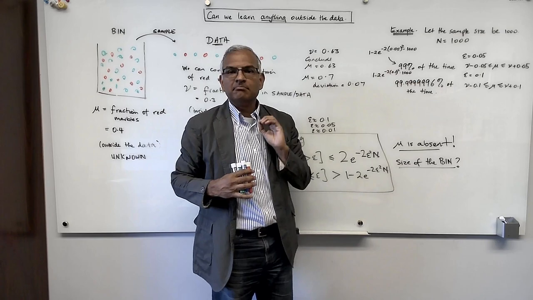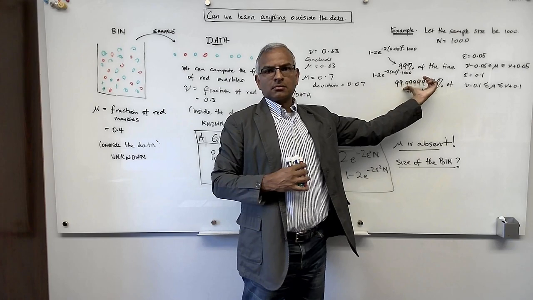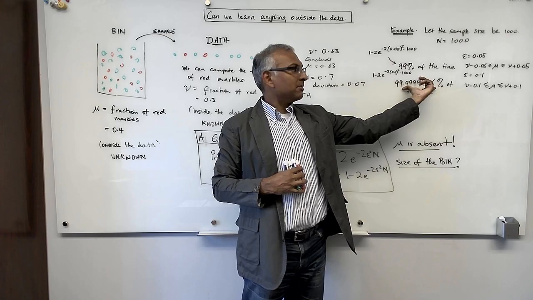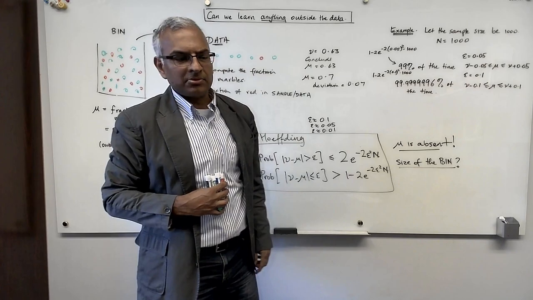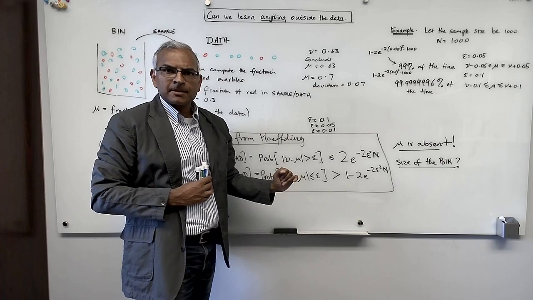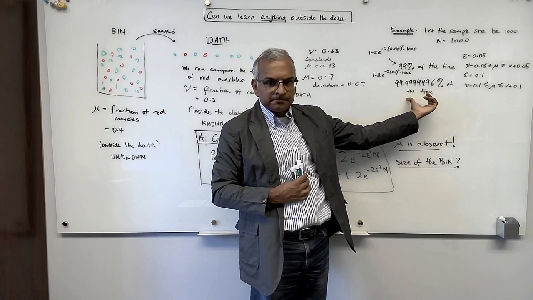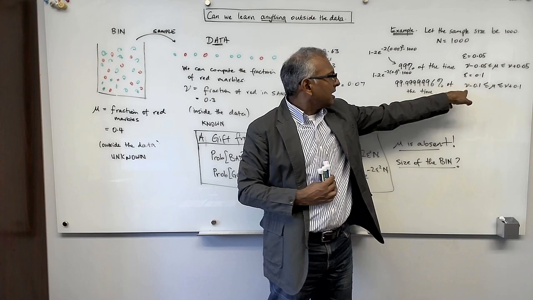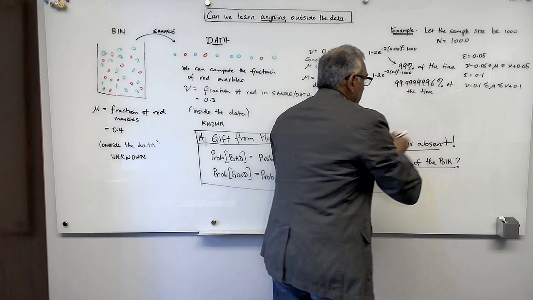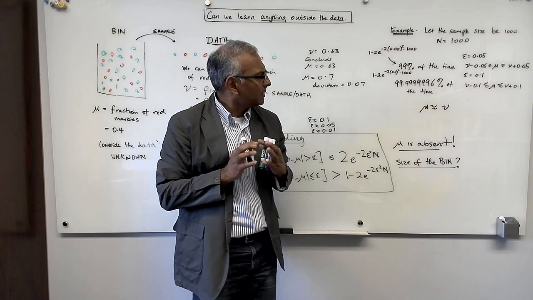And can you live with that chance of being correct? Most people could live with that. 99.99999. Even 99% of the time, you're within 5% of the true value. Even that is livable. Shows you the power of sampling. And effectively what's going on here is that nu is what I observe, and then I say, I'm going to conclude that mu is approximately equal to nu. I'm going to conclude that, and this is how often I will be right.